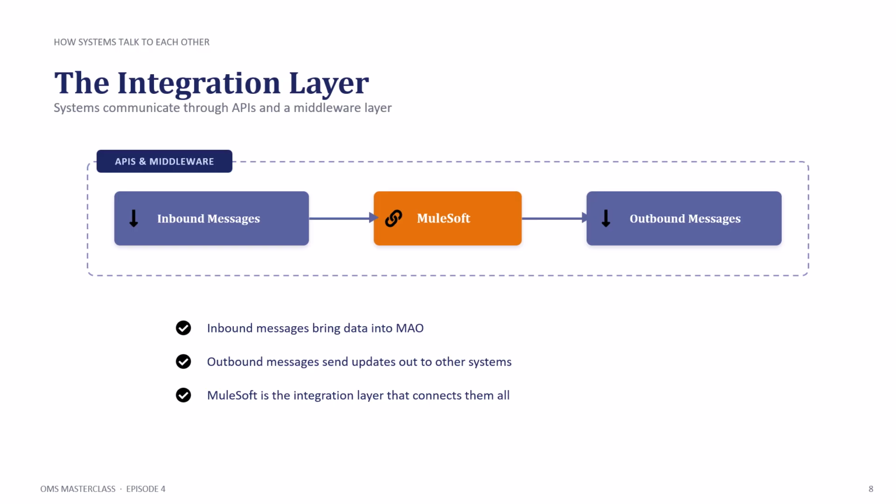And whenever MAO sends information to another system, it's called an outbound message. For example, sending a fulfillment request to WMS or sending order updates to another application. Now, in many retail implementations, this communication is handled by MuleSoft.